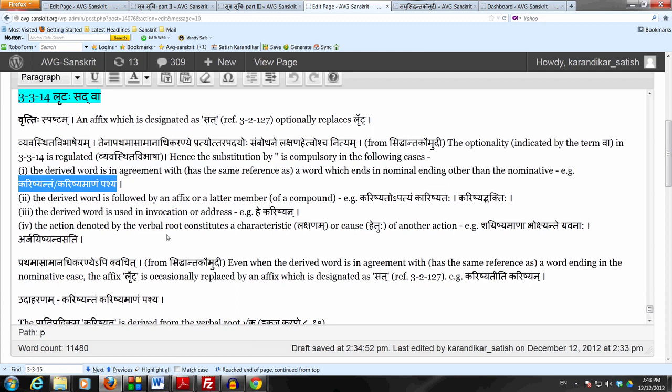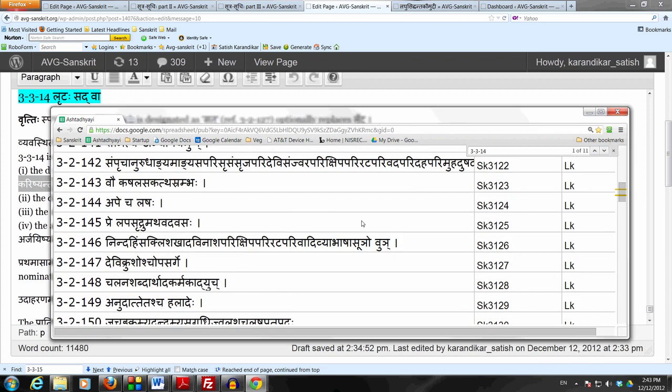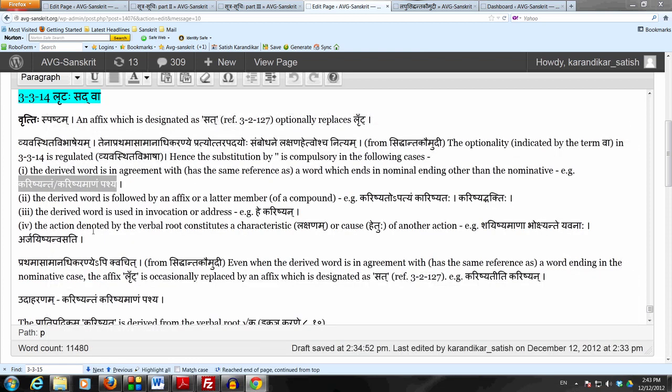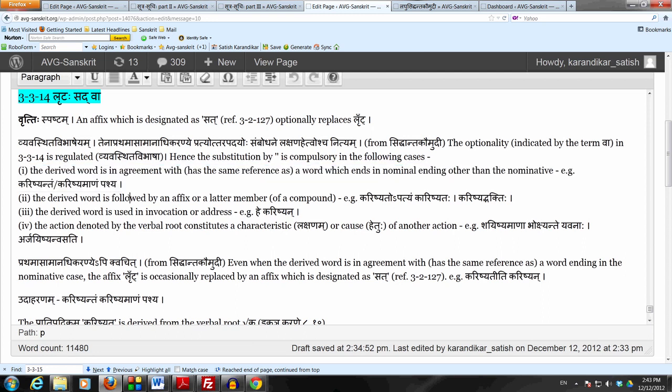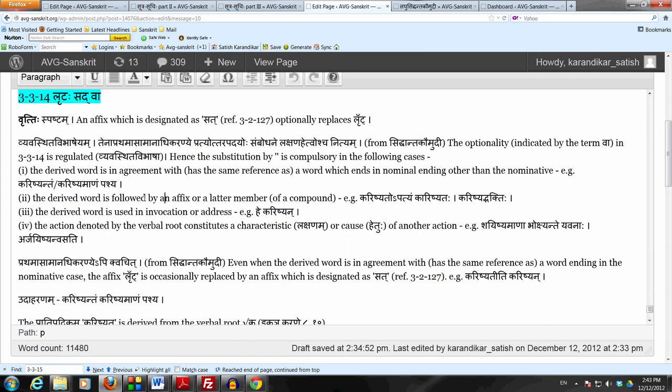Recall that this is very similar to what we saw when we were studying the Shatru Shanach Adesha in place of lat. The Sutram 3.2.124 explicitly said Aprathama Samana Adhikarane. So the same thing applies here when we bring the adesha shatru or shanach in place of rit. The second category where the substitution of shatru or shanach in place of rit is compulsory is when the derived word, the pratipadikam which is created, is followed by an affix, meaning a taddhita pratyaya, as in the example karishyato patyam karishyataha, which means a descendant of one who's about to do becomes karishyataha.